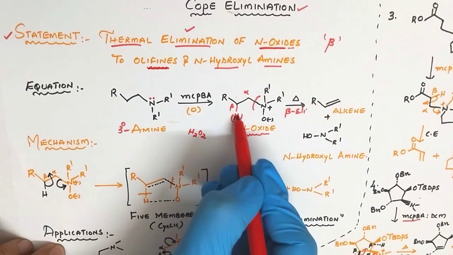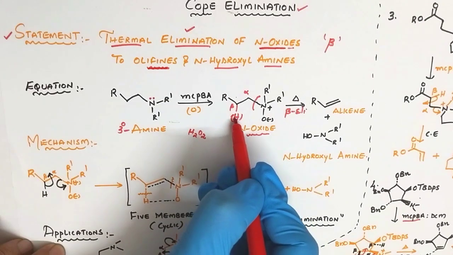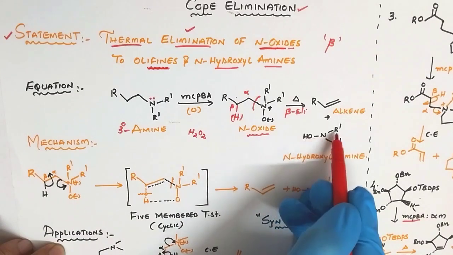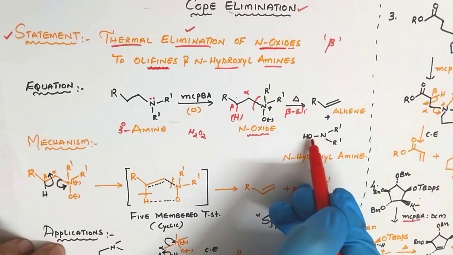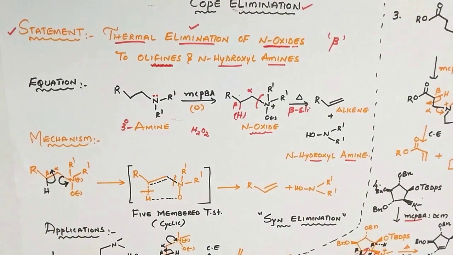Whatever H is removed from the beta, H is removed in the form of H plus or not? The H plus moves towards this O minus. So it will become OH or not? That's why this is NOH R dash R dash. Nitrogen attached to OH, that's why N hydroxyl amine. In this way, we can convert N oxides into the corresponding olefins and N hydroxyl amines.